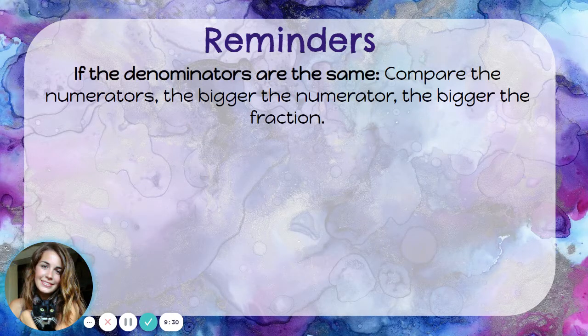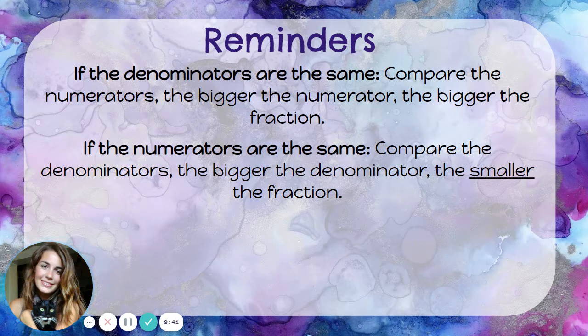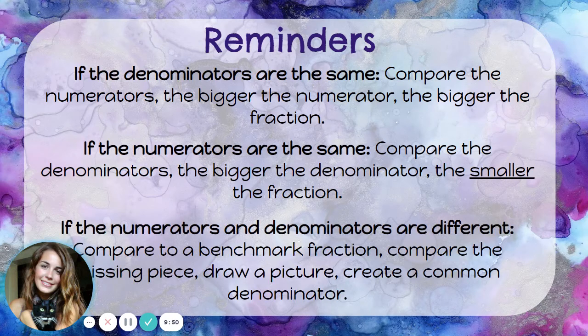Reminders. If the denominators are the same, compare the numerators. The bigger the numerator, the bigger the fraction. If the numerators are the same, compare the denominators. The bigger the denominator, the smaller the fraction. If the numerators and denominators are both different, there's a few things you can do. You can compare to a benchmark fraction like 1/2. You can compare the missing piece. You can try drawing a picture of each fraction, or you can create a common denominator. Try using the shortcut butterfly method.